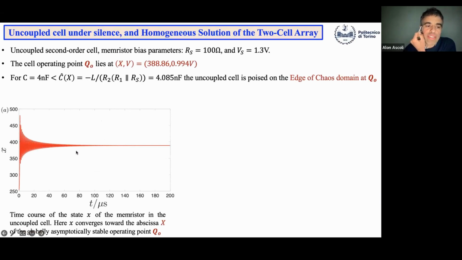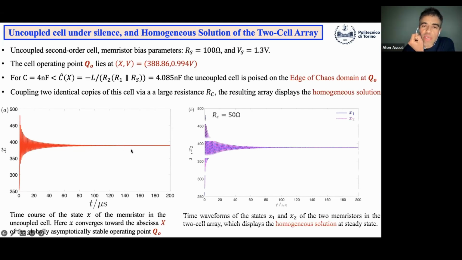Okay, so the cell on its own is silent. And what you expect when you couple two cells that are identical and they're coupled by a positive linear resistor, you expect the dynamics to be further attenuated. And so you would not expect anything else than a homogeneous solution, which means that in this case, we plot the two memristor states of the two cells coupled together for a relatively large resistance value.